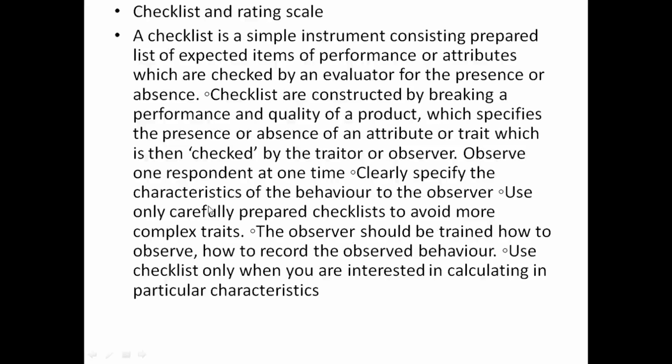Next question was the difference between checklist and rating scale. A checklist is a simple instrument consisting of a prepared list of expected items of performance or attributes, which are checked by an evaluator for presence or absence. Checklists are constructed by breaking a performance or a quality of a product into parts which specify the presence or absence.